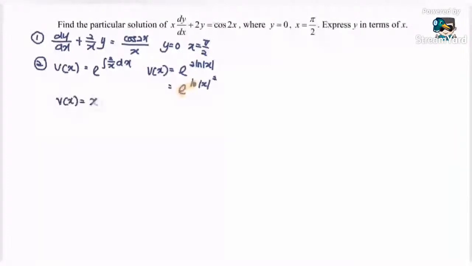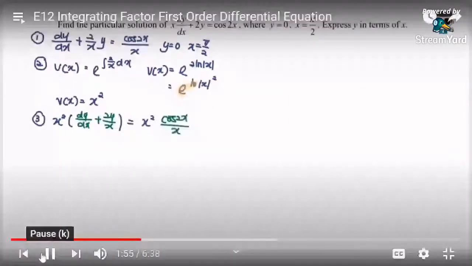Step number 3, multiply both sides with the integrating factor. So where we will have x squared multiplied with dy dx plus 2y over x equals to x squared multiplied with cos 2x over x. So di sini ingat beri perhatian dekat kawasan ini. So ini adalah pelajar selalu buat mistake, iaitu dia tak berapa faham.